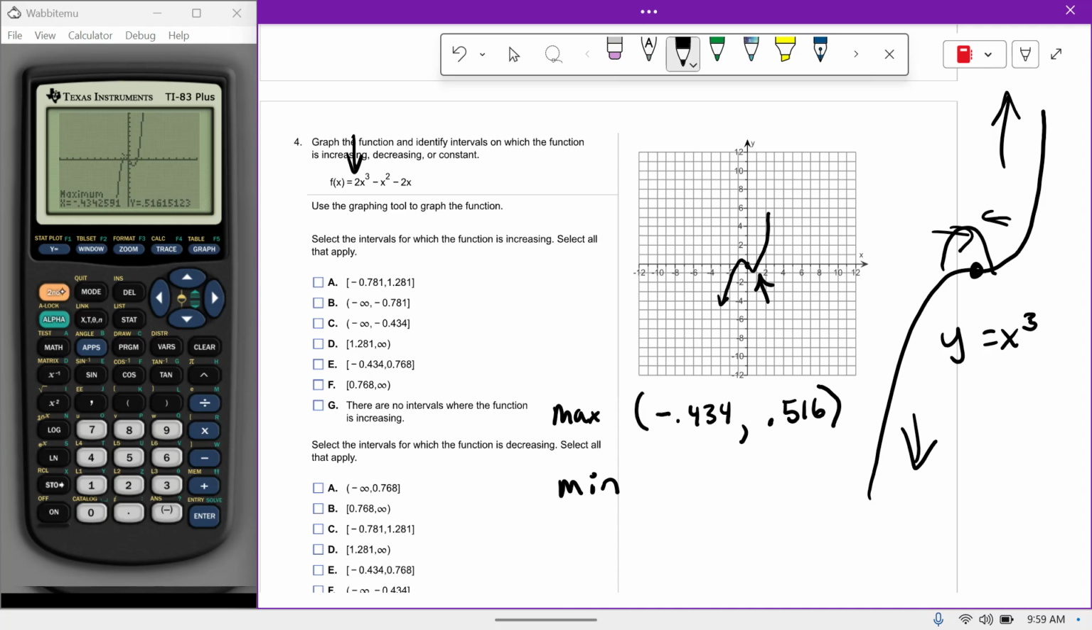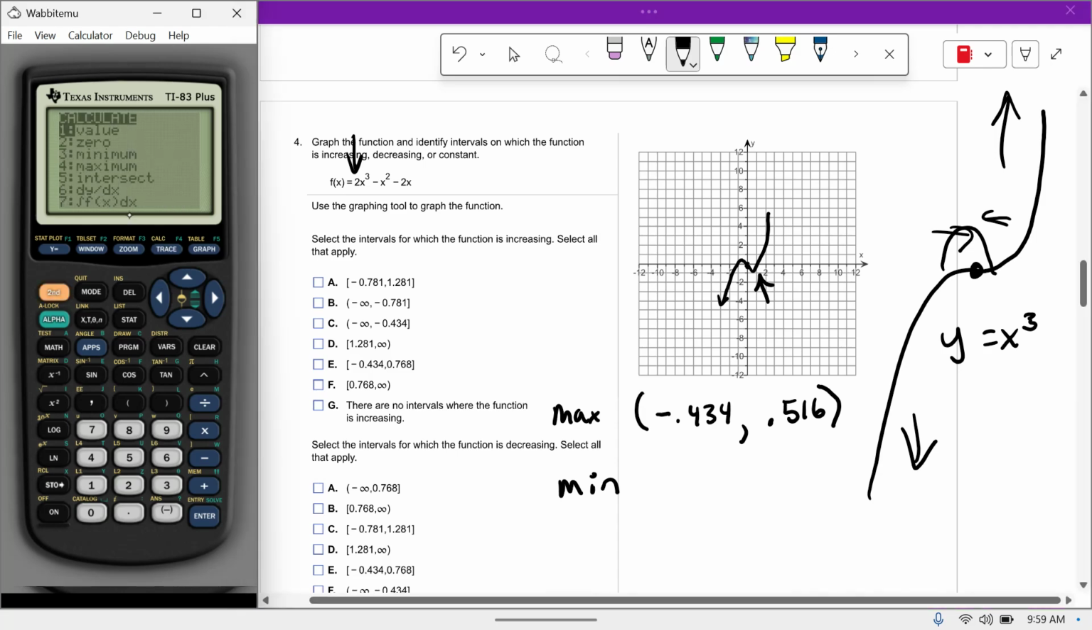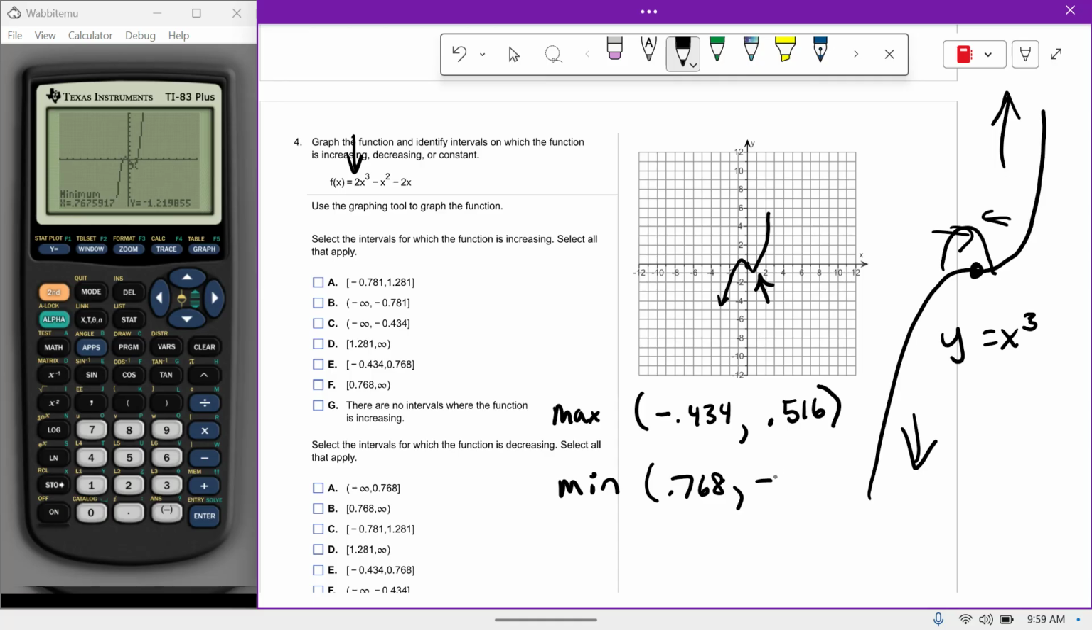So again, it's second trace, and then I go minimum, number 3. I go to the left of the minimum point, press enter. Go to the right of the minimum point, press enter, and press enter again. And it's going to be 0.768 and negative 1.220.